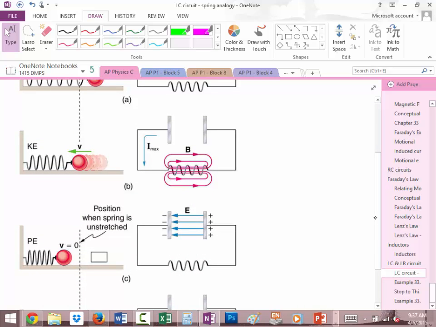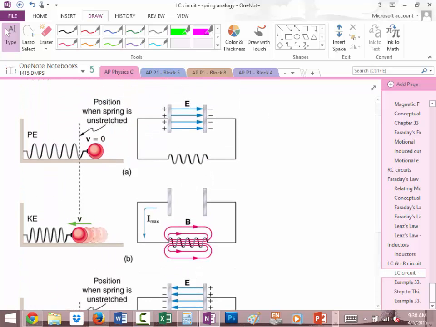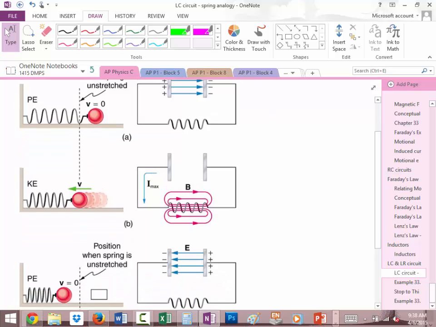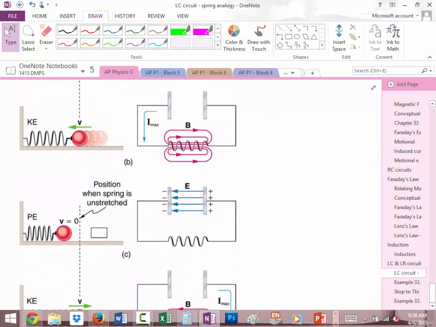And as that induced current is pushing the other way, let me move that up so you can see it a little bit better, sorry. The polarity of the capacitor switches. See what I'm saying? It was negative on the right and positive on the left. That polarity switches because of the inductor. Now you've got potential energy that's stored in the other direction.